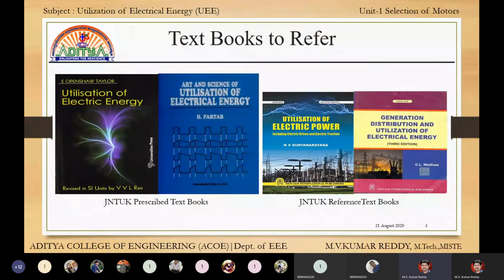These are the textbooks referred by JNTU. The first one is Utilization of Electrical Energy by Openshaw Taylor, and the second one is Art and Science of Utilization of Electrical Energy by H. Partab. These are the prescribed books by JNTU. The next two are reference textbooks: Utilization of Electrical Power by N.V. Suryanarayana, and Generation, Distribution and Utilization of Electrical Energy by C.L. Wadhwa.